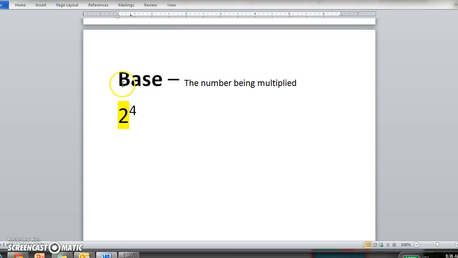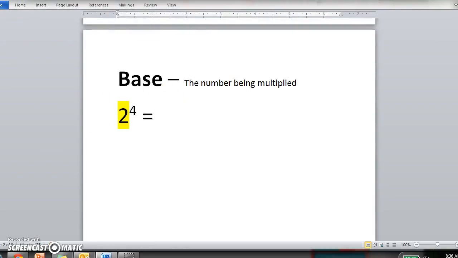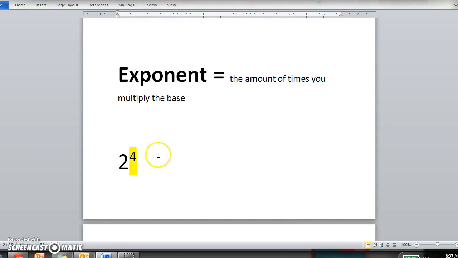All right, our next word is base. This is pretty easy in an exponent. It is the number that's being multiplied multiple times. So this is 2 to the power of 4, which equals, if you look at this, 2 times 2 times 2 times 2. So the base is the number that's being multiplied here, whereas the exponent is the amount of times it is multiplied. So the exponent is the amount of times that 2 is multiplied.